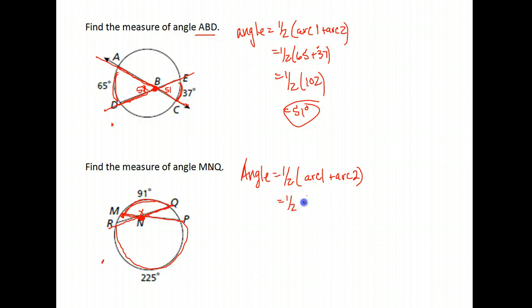Okay, so we get 1/2 of 91 plus 225. Go ahead and add those together. Gives me half of 316. 316 divided by 2 is 158.